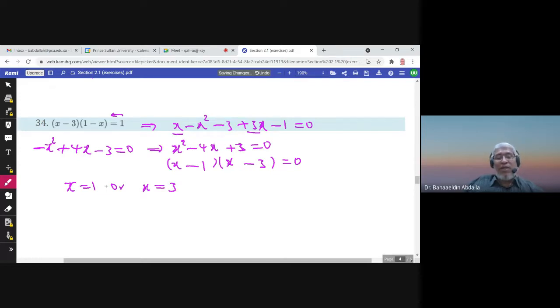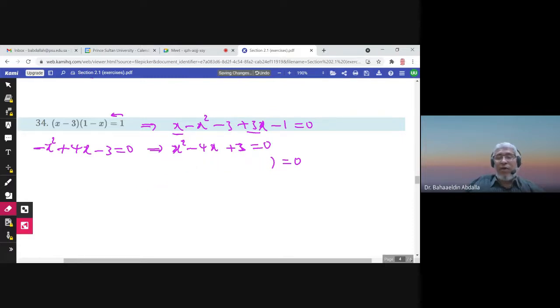Somebody may say, okay, I think there is something wrong here. Yeah, there is something wrong, because 1 minus 1 is 0. How come? So these two solutions are not correct. So there is a mistake. What is the mistake? Did you find it?